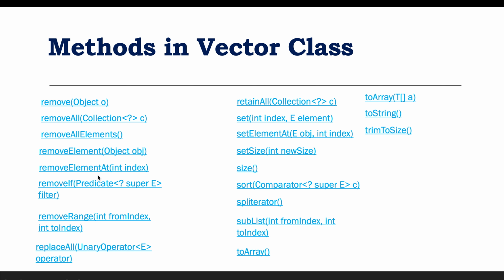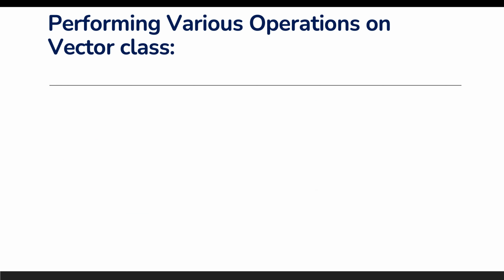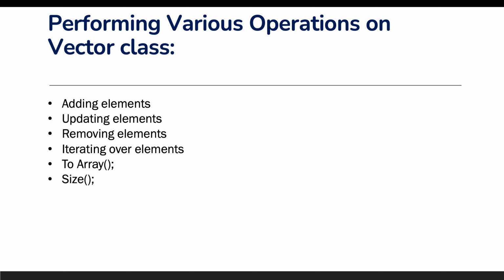Okay, we will see a couple of the methods in this tutorial, and in a separate video we are going to discuss each and every method available inside ArrayList, Vector and LinkedList with the help of examples. Now let's move ahead and see what operations we are going to perform in today's video: adding the element, updating the element, removing the element, iterating over the elements, toArray and size. We have already seen these operations in the case of ArrayList and LinkedList. So let's go to the IntelliJ IDE and perform these operations inside the vector class.